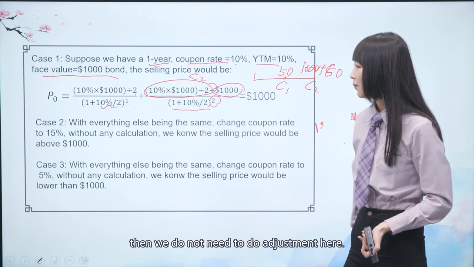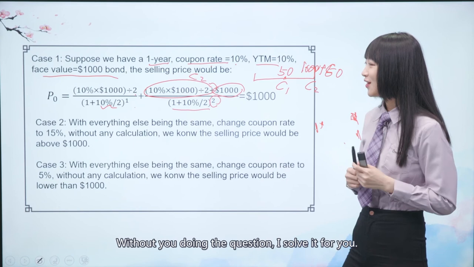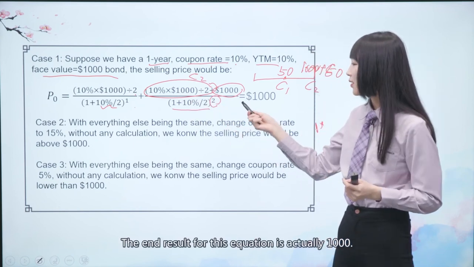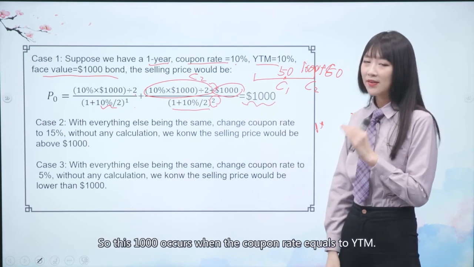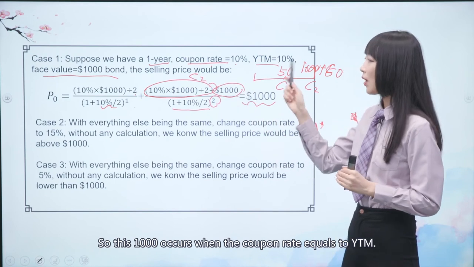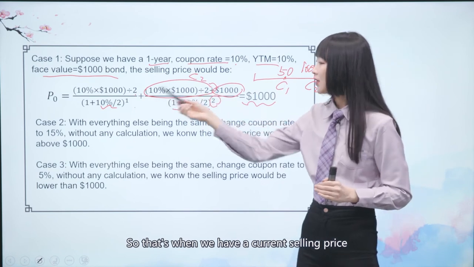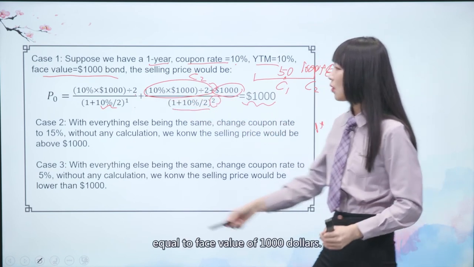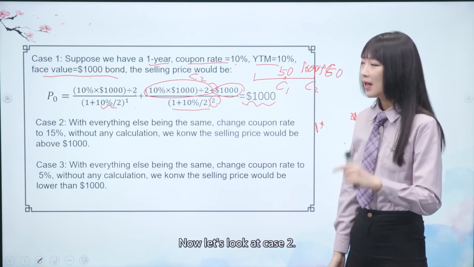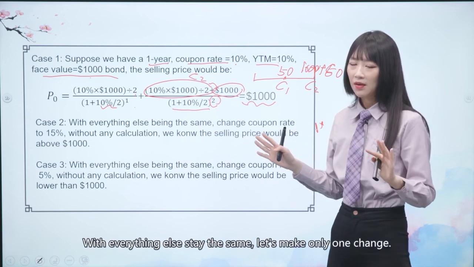All right, without you doing the question, I solve it for you. The end result for this equation is 1,000. This 1,000 occurs when the coupon rate equals the YTM, so that's when the current selling price equals the face value of $1,000. Now, let's look at case 2, with everything else the same.